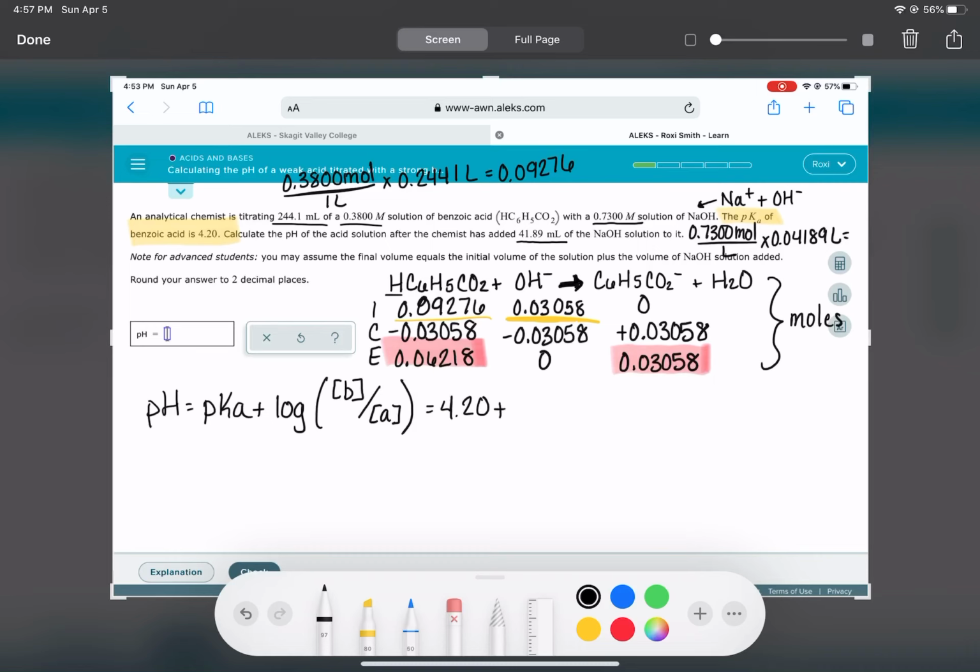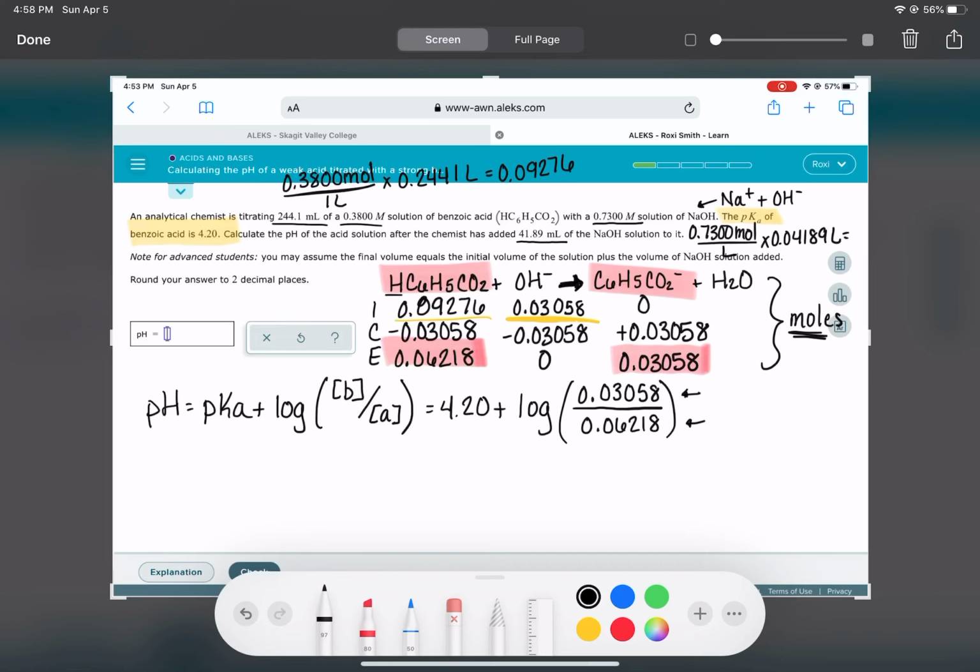4.2 plus the log of the concentration of the base. Which one is the base? We're looking at this guy versus this guy. The acid has the most hydrogen, the base has the least hydrogen, 0.03058 over the acid, 0.06218. Now you might be saying, oh my gosh, wait up, slow down. Those are moles. This is supposed to be molarity. You've got to do a molarity calculation there. You actually kind of don't.